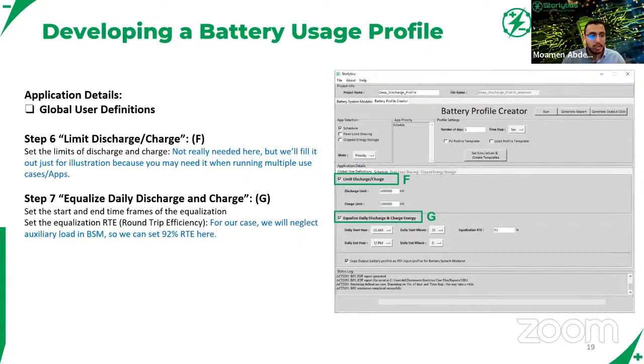The question for the auxiliary load. We neglected the auxiliary load in this case so we do not have a complicated sizing problem. So we can facilitate the battery profile creator, just for easier analysis and not going into details or complexity.